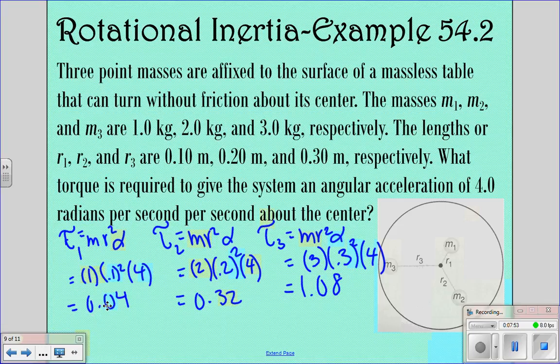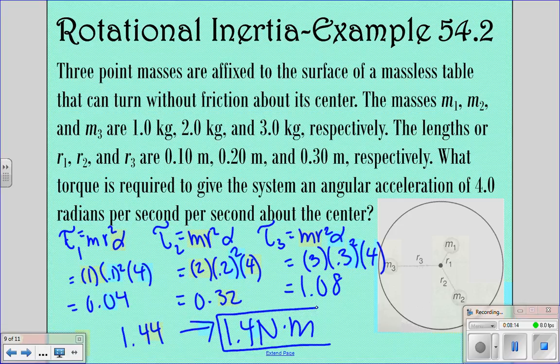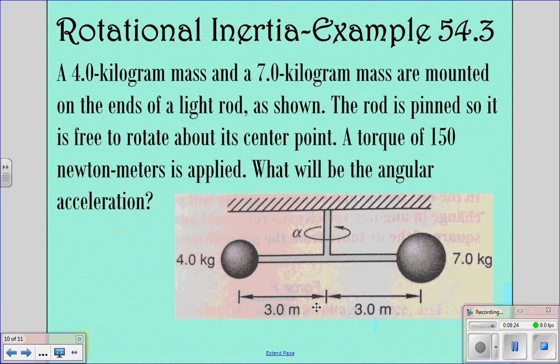And so that would be the torque for the first object, and the second one, and the third one. If you add those 3 together, you're going to get 1.44. We have 2 significant digits in our problem, so that would just be 1.4. And then again, the units on torque are Newton meters. So that would be the torque that you would have to give to the system to get your angular acceleration. Okay? Looking at one more example.